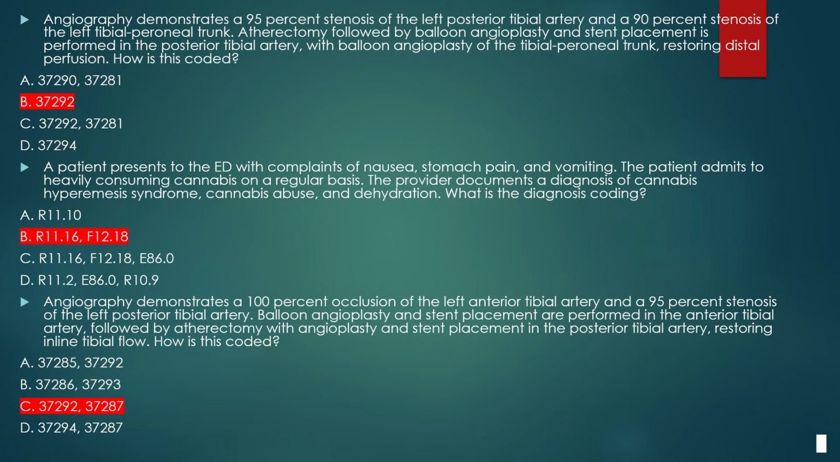D. 37294. A patient presents to the ED with complaints of nausea, stomach pain, and vomiting. The patient admits to heavily consuming cannabis on a regular basis. The provider documents a diagnosis of cannabis hyperemesis syndrome, cannabis abuse, and dehydration.